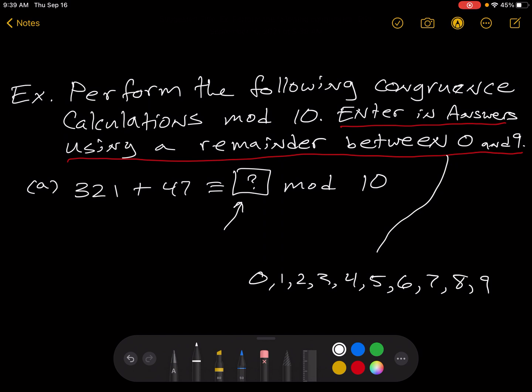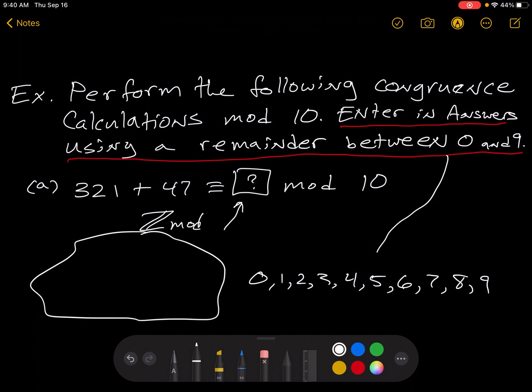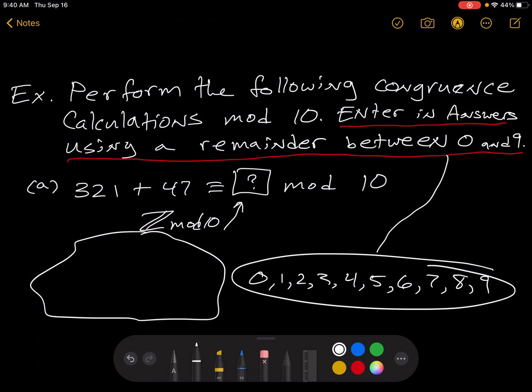Now that makes sense if you think about what I talked about in a previous video, that if you think of the integers mod 10, there's really only 10 numbers in the integers mod 10. Those are exactly those numbers, right? So 0, 1, up to 9, those are the only numbers mod 10. And so that makes sense that really we would just reduce down to those.